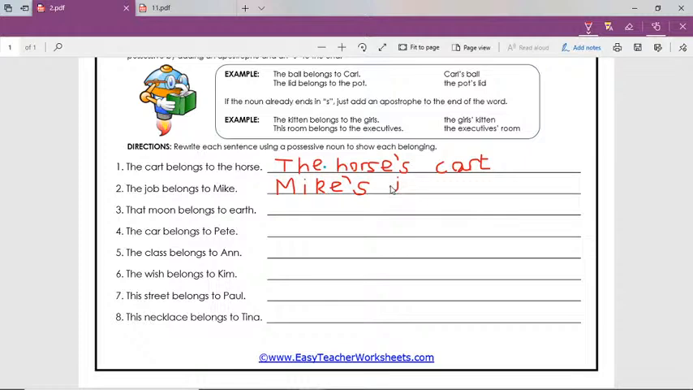Mike's job. So can we see the difference between these two? There's not actually much difference apart from the use of the word "the", because when you're talking about people you don't need to refer to them as "the", it's just their name. The horse's cart and Mike's job.